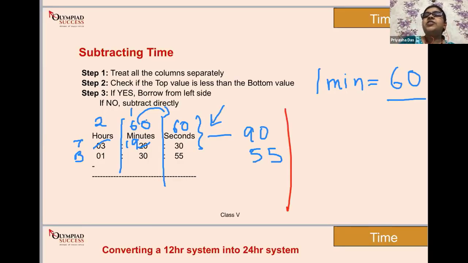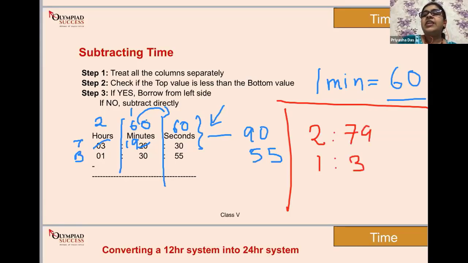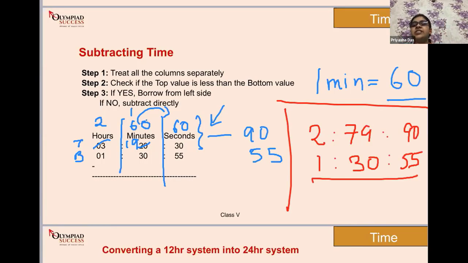My final question will look like this, where I will have 2 at the top, 1 at the bottom for the hours part. For the minutes part, I have 60 plus 19, which is 79. And at the bottom, I have 30. And then I have 90 and 55. Can you people help me give the correct answer now? I have already got it.